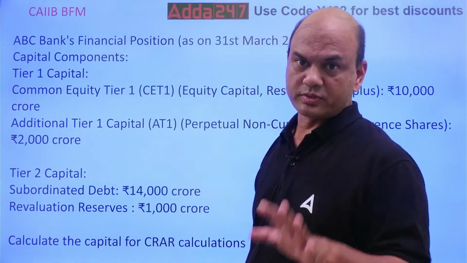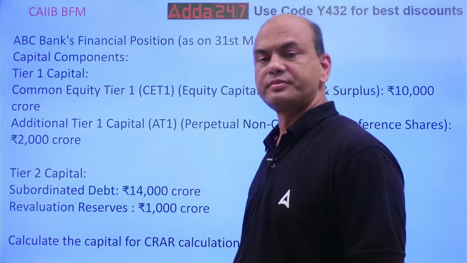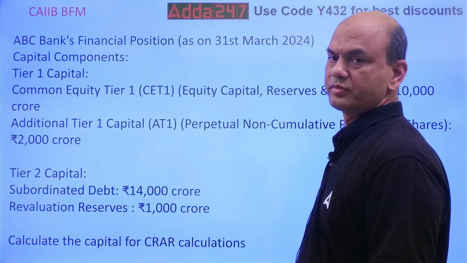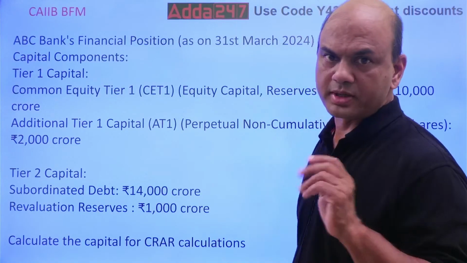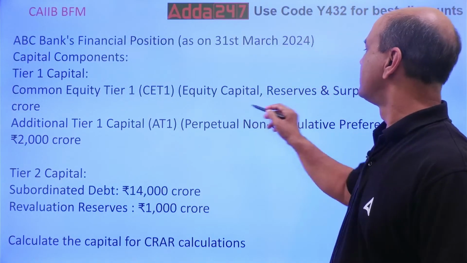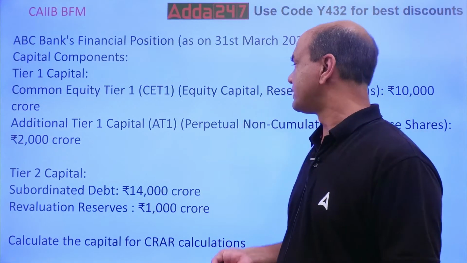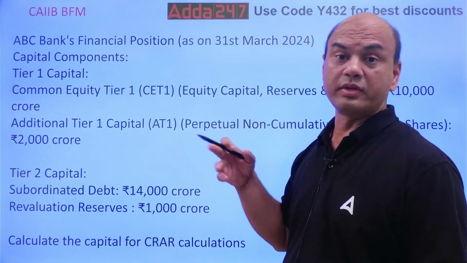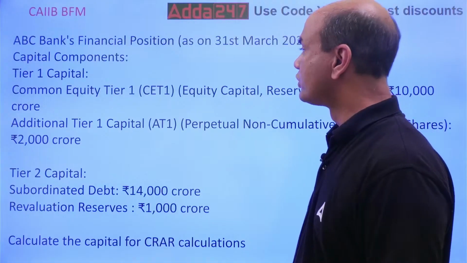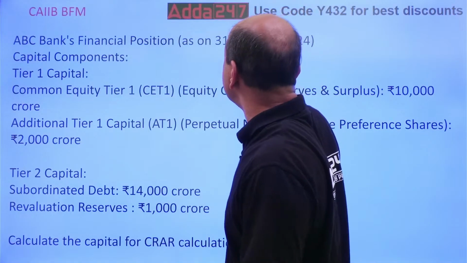Now there are some catches over here. What are the catches? Look at this. Kindly note, common equity tier 1 includes 4 parts. 2 are given over here: equity share capital, reserves and surplus, plus it includes 2 more. The 2 more are basically your revaluation reserve and net profit. So 4 parts are there. I'll add this: net profit.